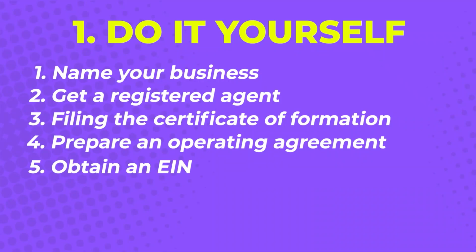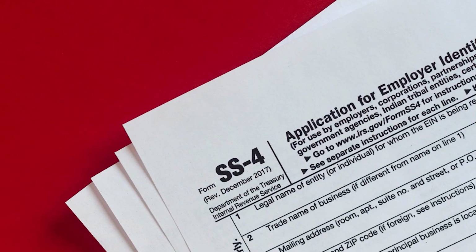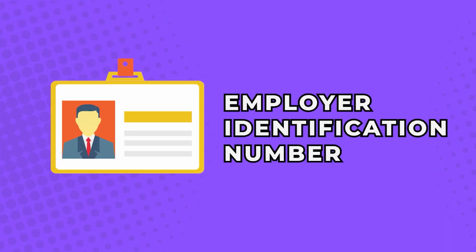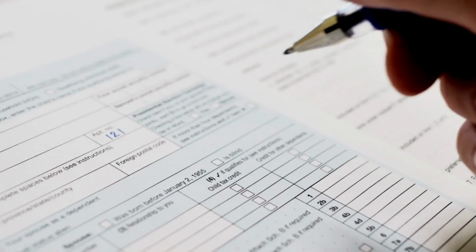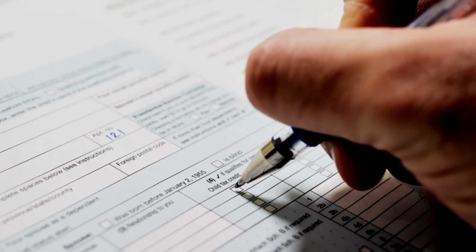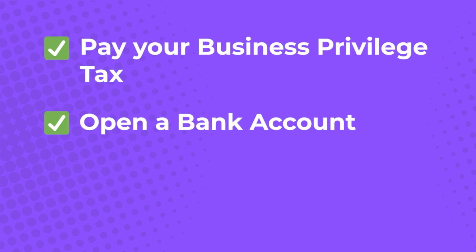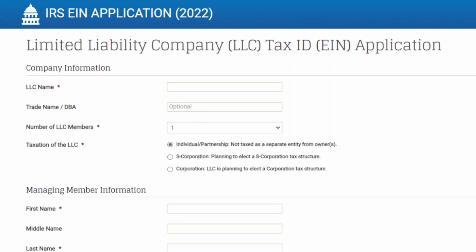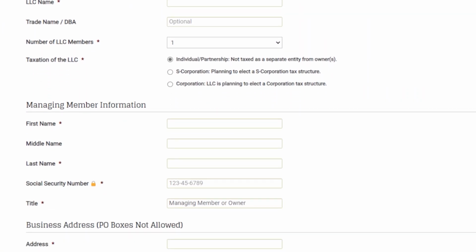Step 5. Obtain an EIN. Getting an employer identification number, or an EIN, comes next. An EIN is a federal tax ID used by the IRS to identify your firm on tax filings. This is also the identifier used when you pay your business privilege tax, open a bank account, or apply for permits and licenses. I know most processes where the IRS is involved can get tricky and confusing.